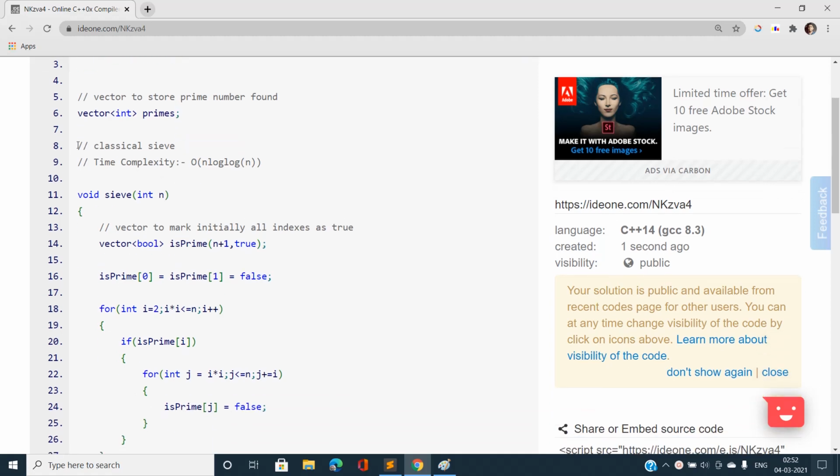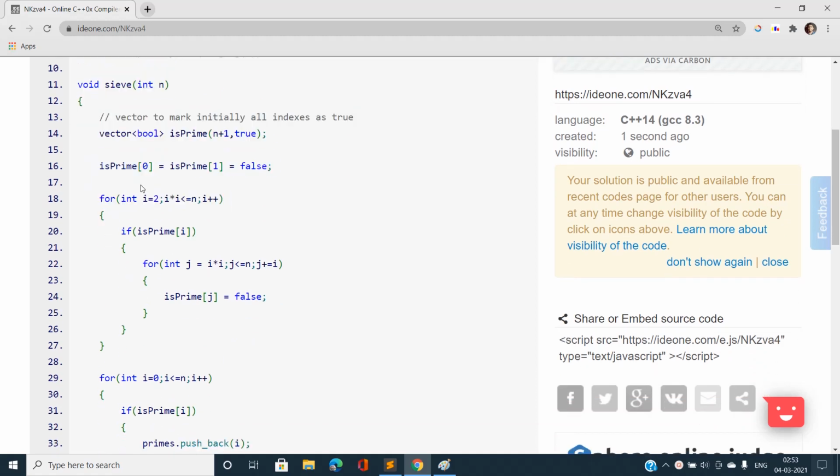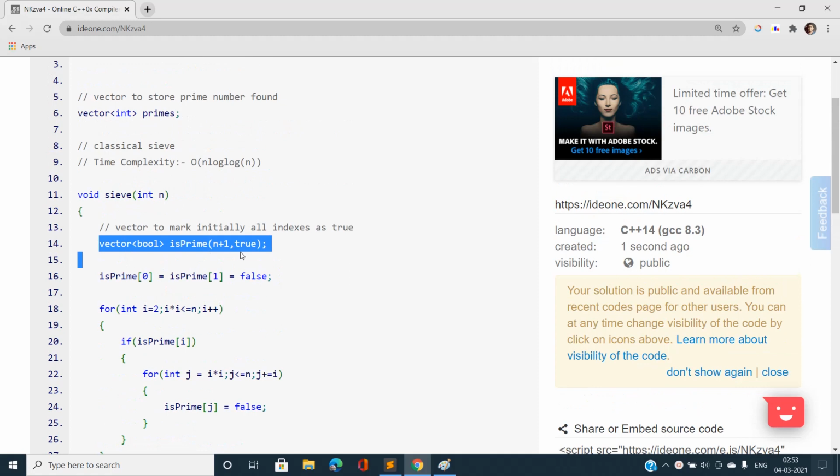Now here I have started the classical sieve algorithm, whose time complexity is O(n log n). I will discuss why it has a time complexity of n log n. Now here is the sieve function. I have made the visited vector, or you can say isPrime, that is initialized with true, indicating that all the current numbers, note that I am going to utilize the indexes to mark the numbers, are marked as true, denoting that all the numbers are prime initially. Let's assume that.